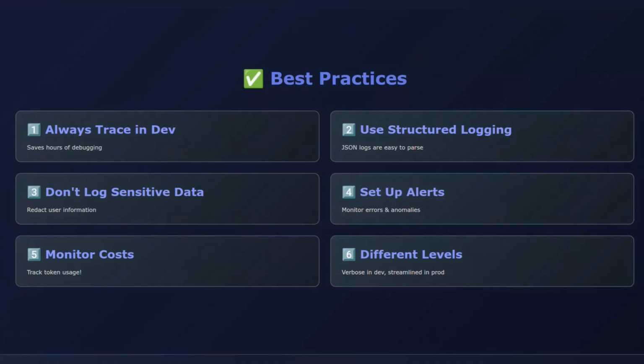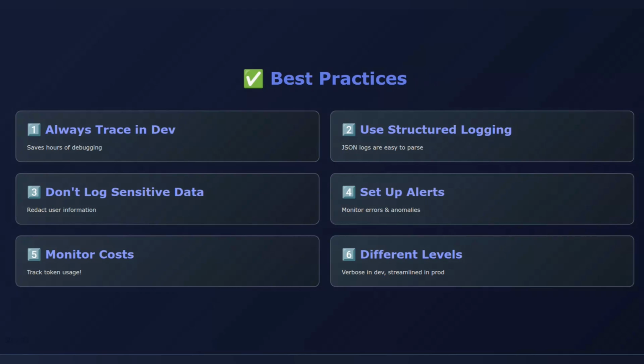Before we wrap up, let me share some best practices I've learned the hard way. Number 1, always trace in development. It'll save you hours of debugging. Number 2, use structured logging. JSON logs are your friend. They're easy to parse and analyze. Number 3, don't log sensitive data. If you're dealing with user information, redact it before logging.